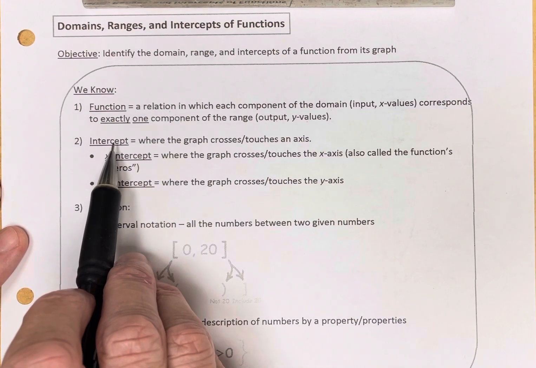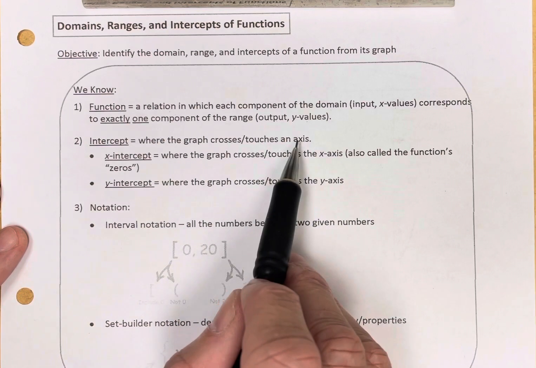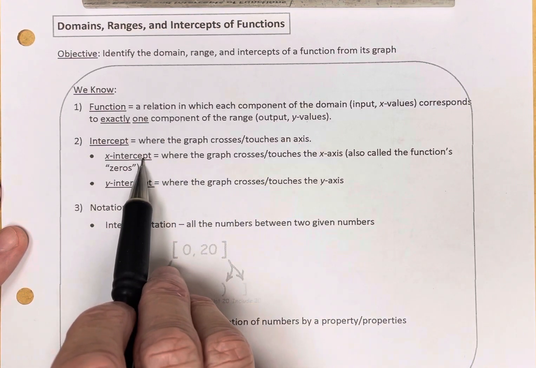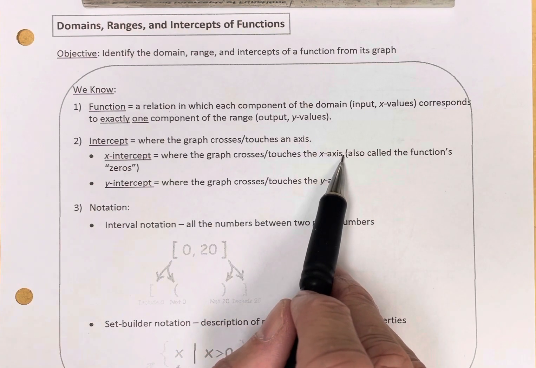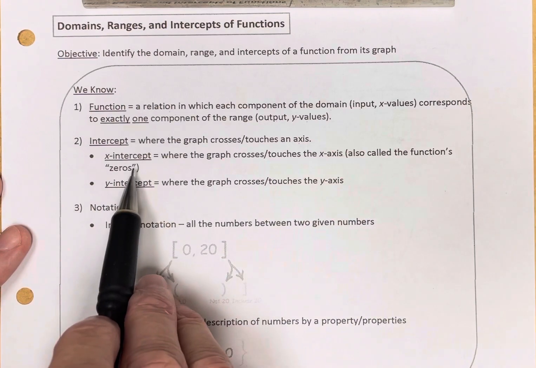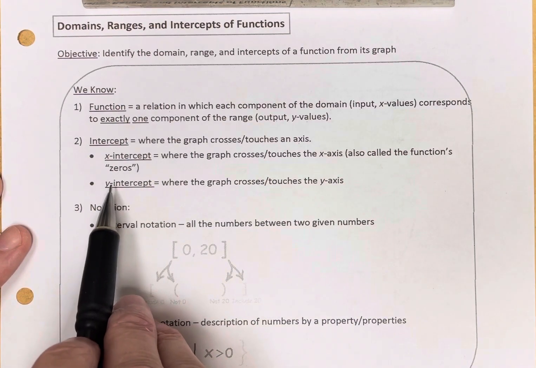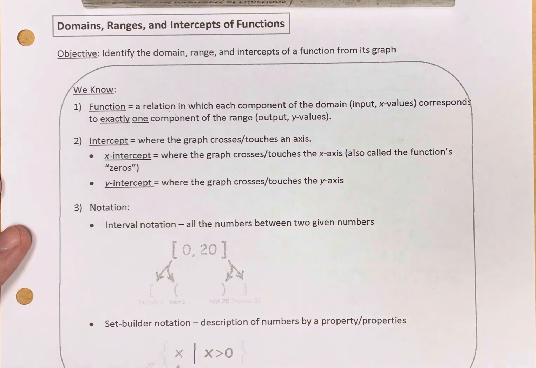We know what intercepts are. Intercepts are where a graph crosses or touches an axis. So the x-intercept is where a graph crosses or touches the x-axis. By the way, x-intercepts are also called the function's zeros. A y-intercept is where the graph crosses or touches the y-axis.